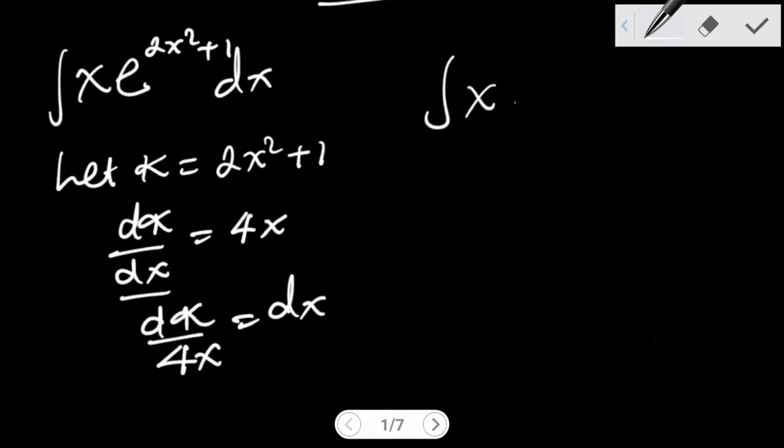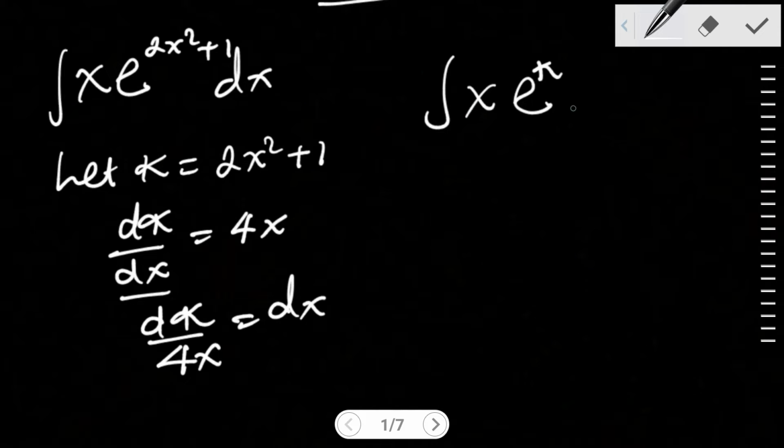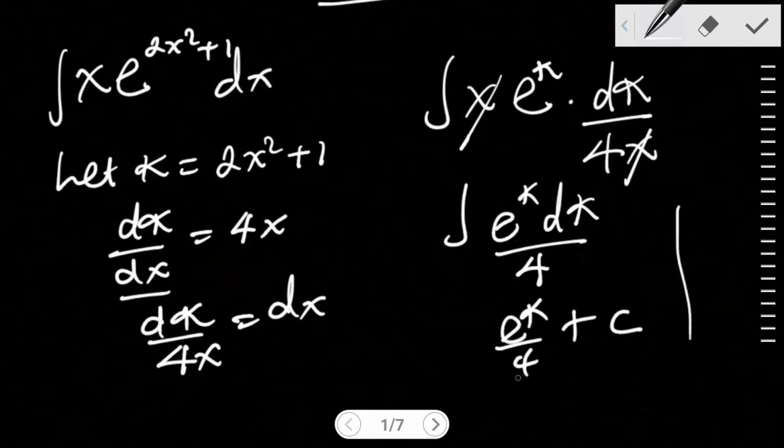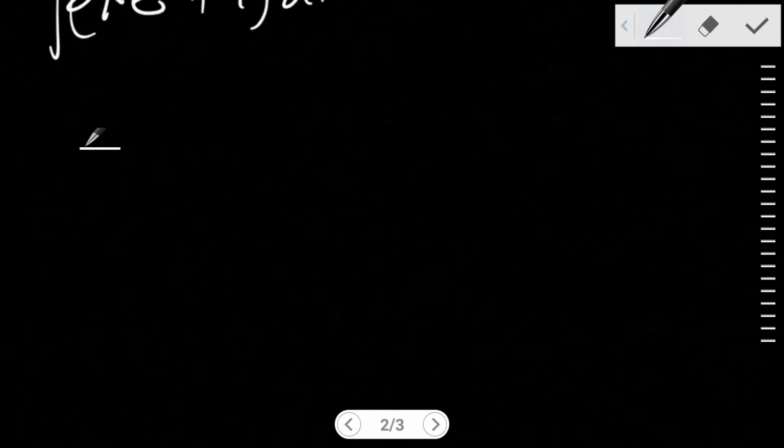Integral of x e^k, yes. And then for dx, we are having dk all over 4x. But now the x goes with this, and so we are remaining with the integral of e^k dk all over 4 in this case. Therefore, this would be e^k all over 4 plus c. And so the next thing here, but we know that k is 2x² + 1, so this would be e to the power 2x² + 1, all over 4, plus c.